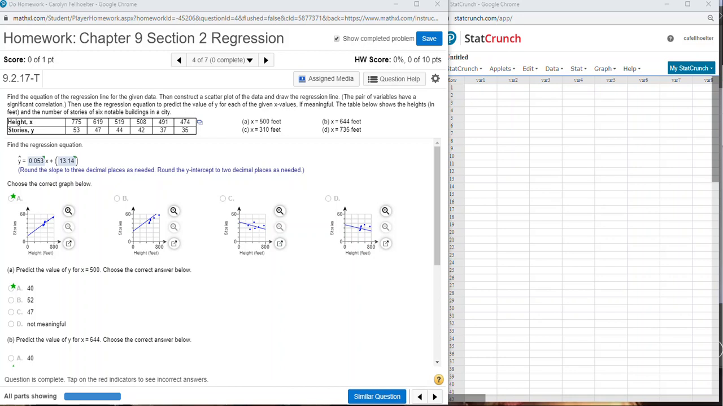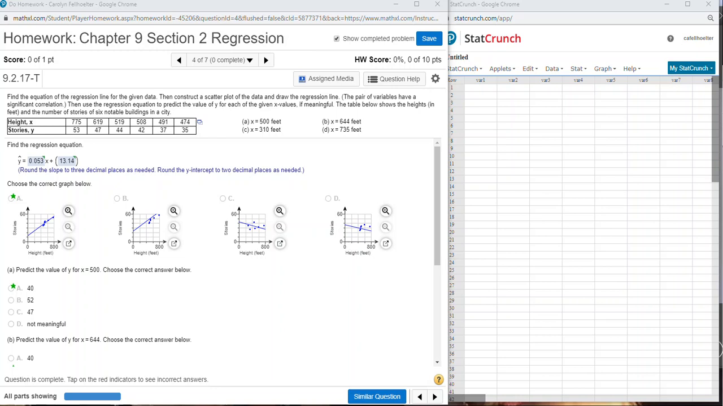This is a homework problem out of Chapter 9, Section 2 on regression. The problem states, find the equation of the regression line for the given data. Then construct a scatter plot of the data and draw the regression line. The pair of variables have a significant correlation. Then use the regression equation to predict the value of y for each of the given x values, if meaningful.